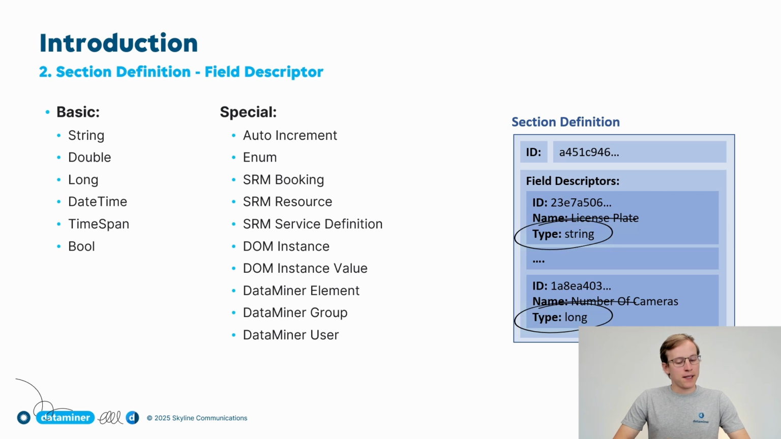And then the last kind of special filter descriptors that we have are the DataMiner elements, groups, and users. So there you can also reference a certain element. Imagine you have a DOM model that represents a maintenance item, and you want to say this specific element will go into maintenance. Then you can use the DataMiner element filter descriptor to specify and store that element.